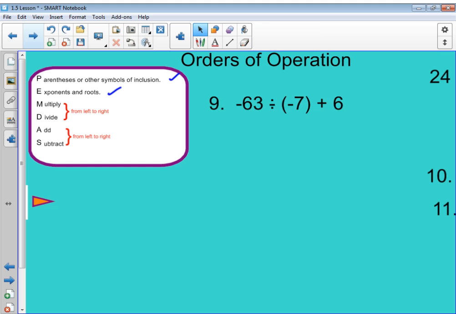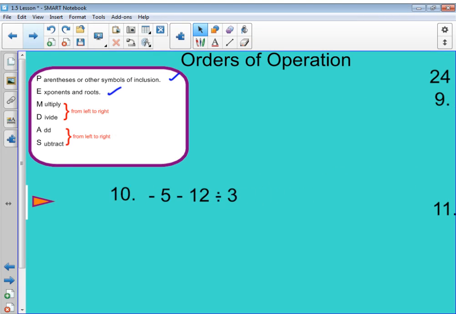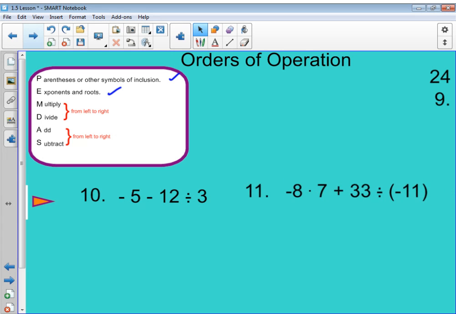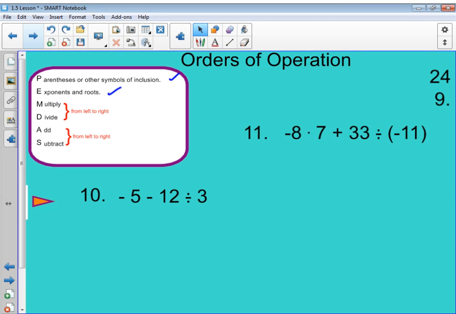And you're going to want to pause your video. And once again, these are out of your journal book. So number 10 was -5 minus 12 divided by 3. And then number 11 is -8 times 7 plus 33 divided by -11. So go ahead, pause your video, work your way through those. And then when you start your video back up, you can check your answers.